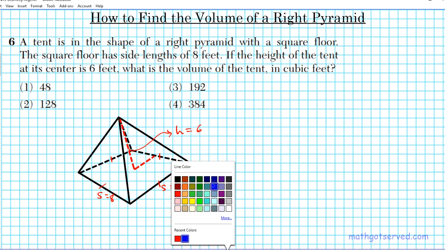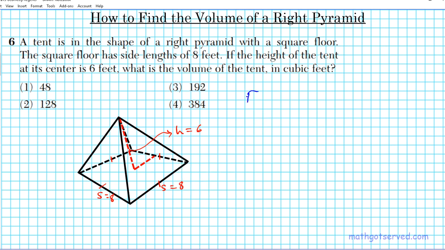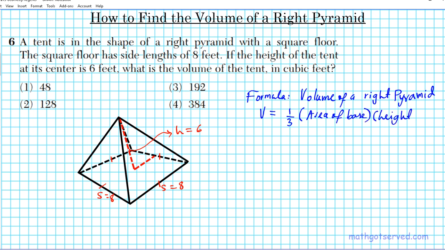Perfect. So now let's take a look at what the formula is for computing the volume of a right pyramid. The formula is V equals 1/3 of the area of the base, multiplied by height. This formula is very similar to that of a cone too, 1/3 of the area of the base times height.